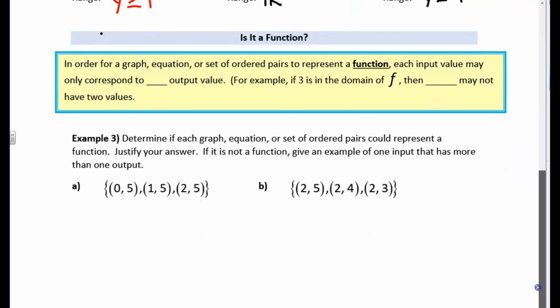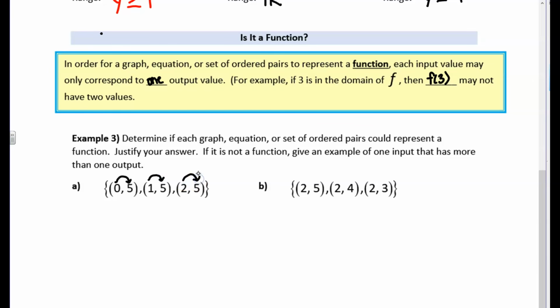Now we're going to talk about, is it a function? In order for a graph, equation, or set of ordered pairs to represent a function, each input value may only correspond to one output value. For example, if 3 is in the domain of f, then f of 3 may not have 2 values. What does that really look like? Basically, I look to see if there are any repeated x values. Every x value should only have one outputted y value.